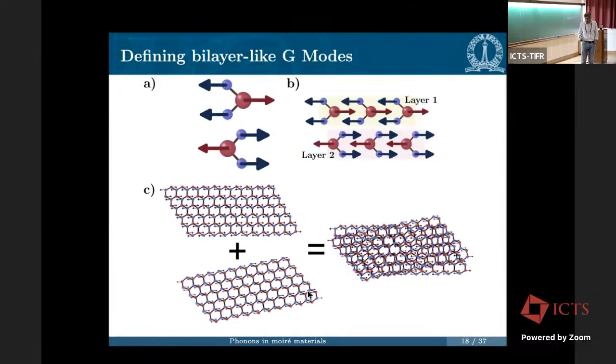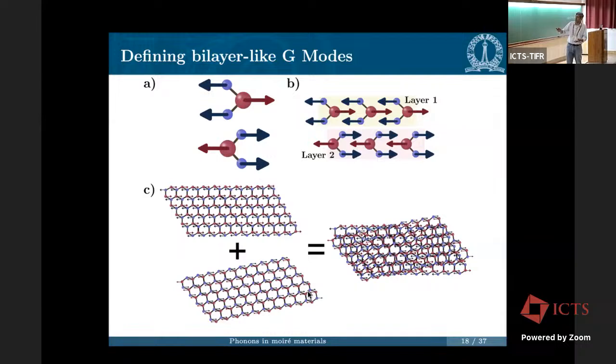So, we're going to follow the same program that I told you about. And in this program, essentially what we're going to do is we're going to calculate the phonons, but there are too many. So we're going to project them onto the G modes. But I don't know how to define a G mode. I know how to define it for a unit cell. I don't know how to define it for a twisted bilayer system. So I'm going to make it up, right? Hopefully you'll agree with what I made up.